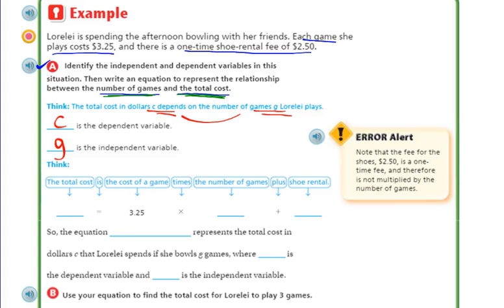Okay, so think. The total cost is represented by C equal to 3.25. Now that's $3.25 per game. That's the cost of a game, times the number of games you decide to bowl, G, plus there is that one-time shoe rental fee up here of $2.50. So no matter what, whether you bowl 1 game or 10 games, you pay $2.50 for your shoes.